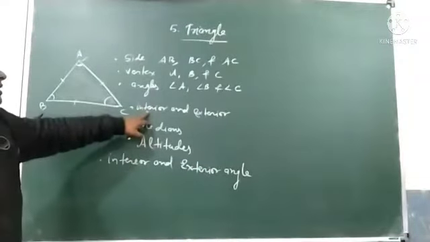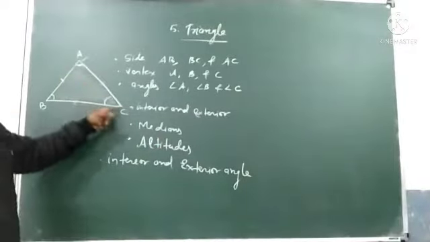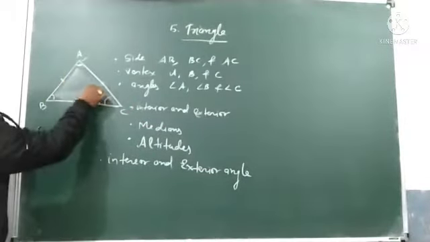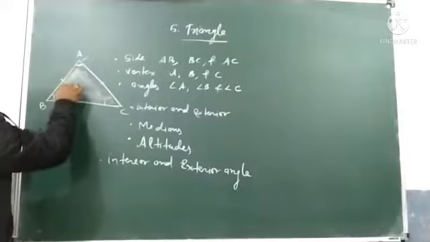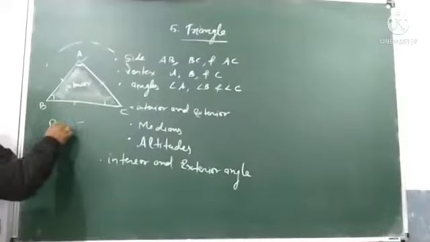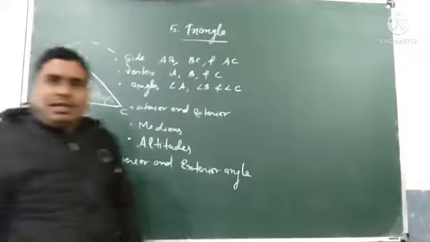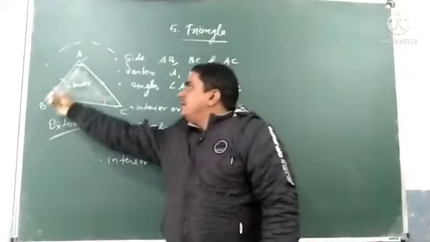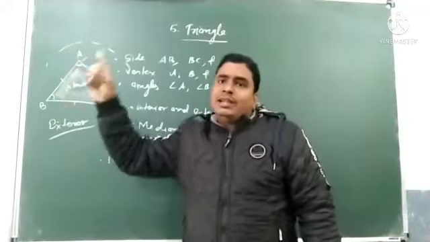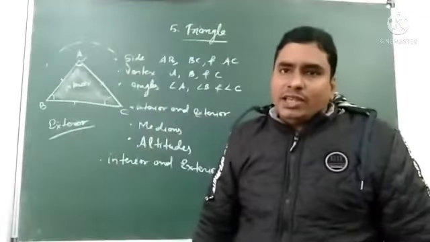Now, what are the interior and exterior regions? In which plane is the triangle drawn? The inside portion of the triangle, the bounded region of the triangle, is the interior. And this outer region, what can you call it? Exterior. Okay, students? The inside portion bounded by three lines is called interior, and the outside is called exterior.